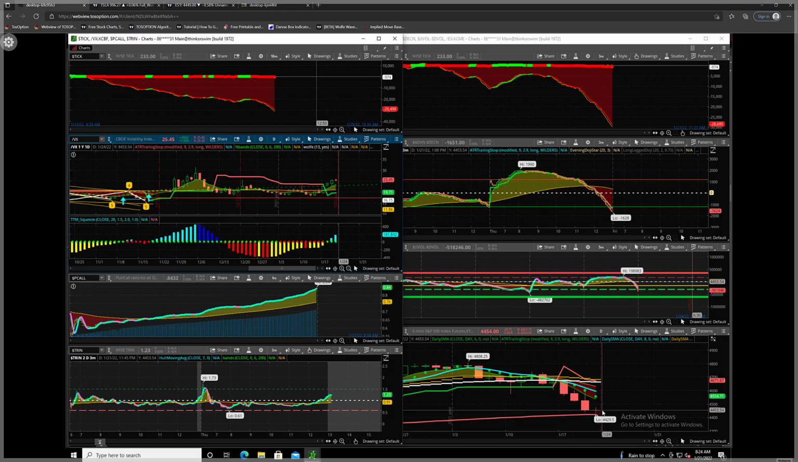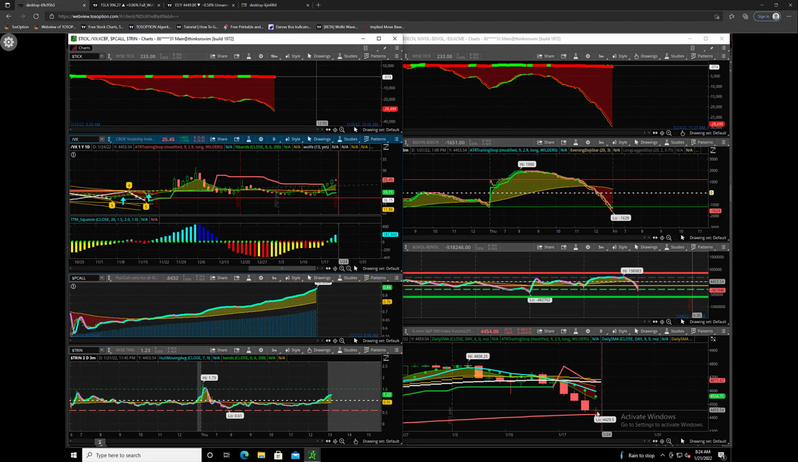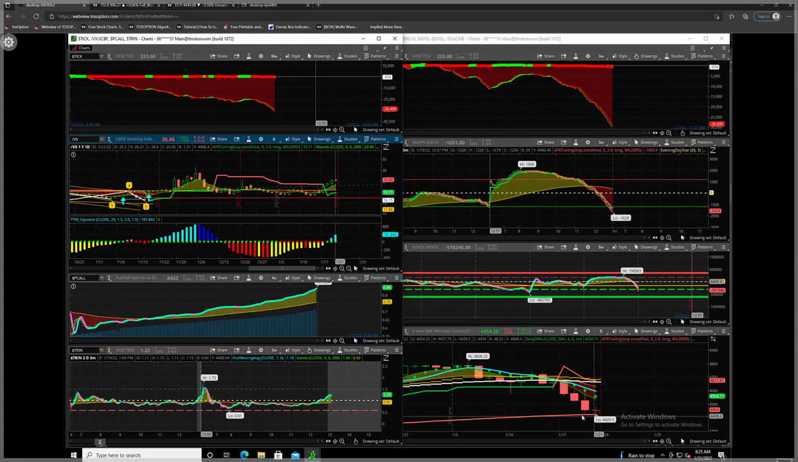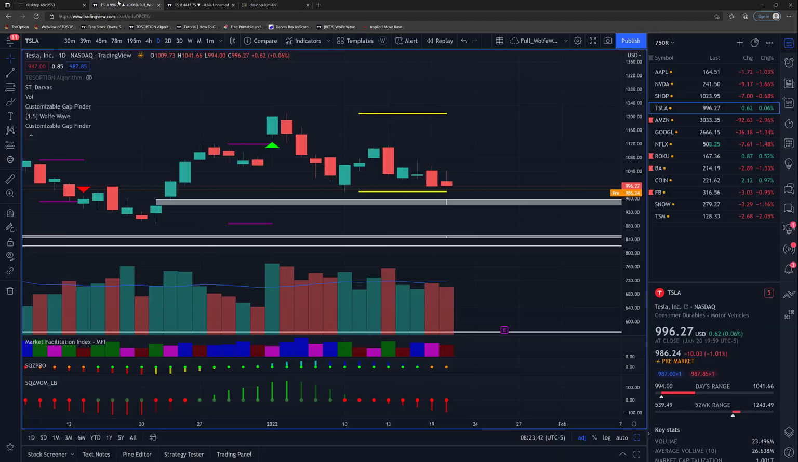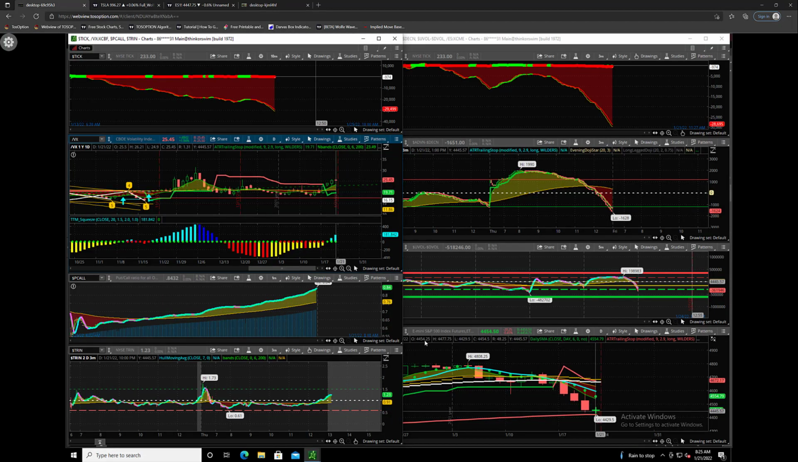Things might go green at the end of the day, right? After selling off. Could go green at the open. I don't know. S&P is trying to go green here. Is gold going crazy? Let's take a look at gold quickly.